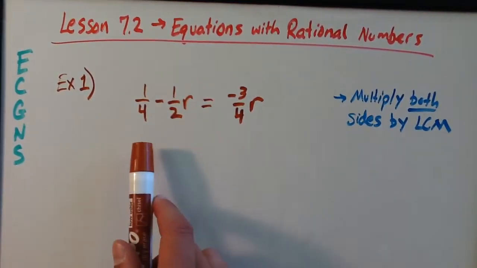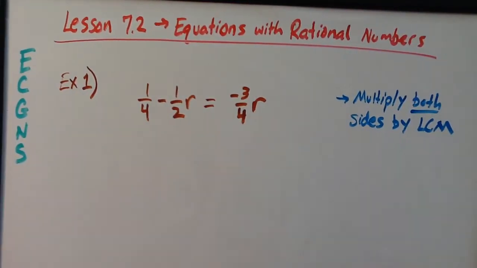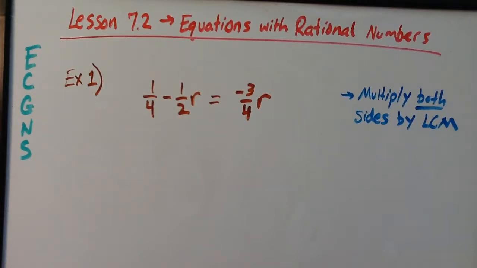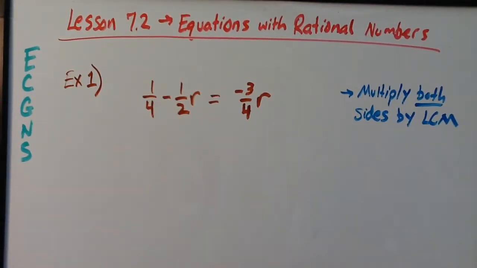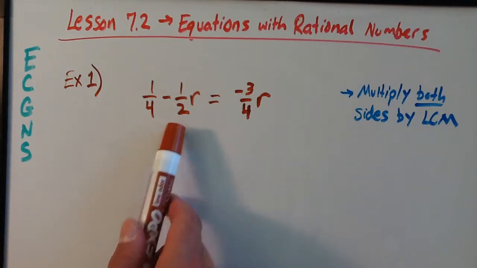And so look at our denominators. The denominators are 4 and 2. What is the LCM of 4 and 2? Or what is the lowest multiple that 2 and 4 have in common? Well, you should say 4, right? Because we can get 2 to be 4.